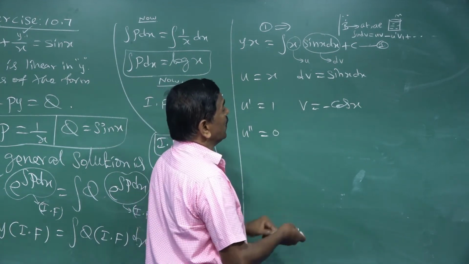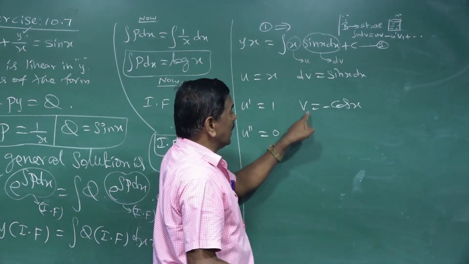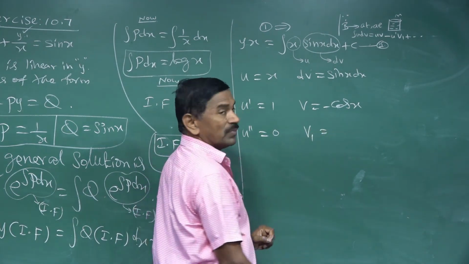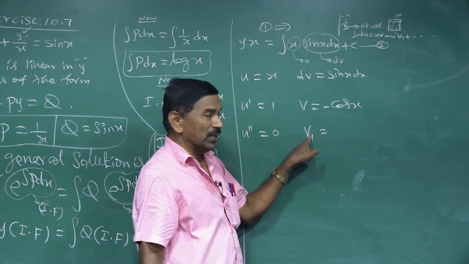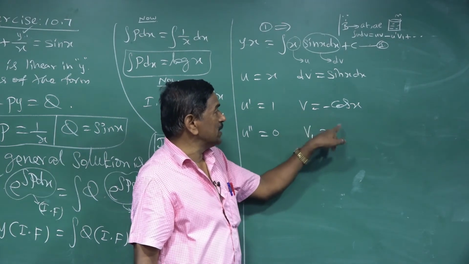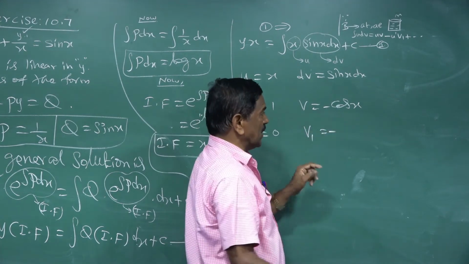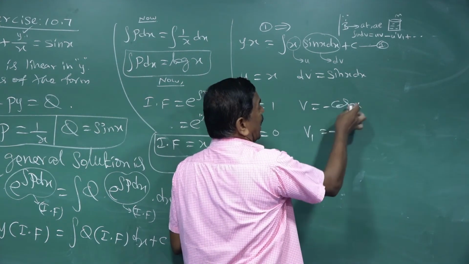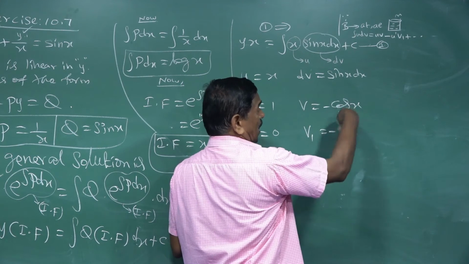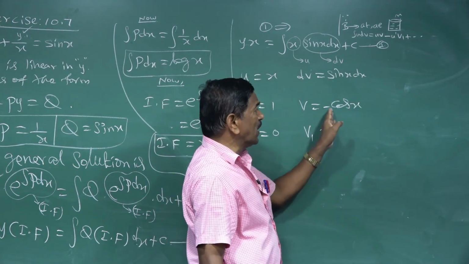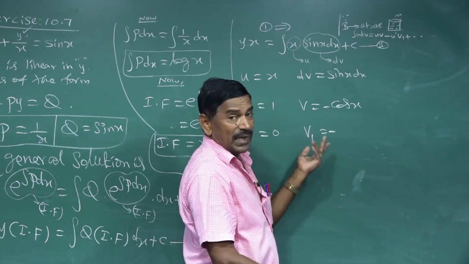Okay, next, here v, that is, integration of v is denoted by v1. V integration v1 is equal to minus, fixed, minus as it is. Okay, minus as it is. Next, integral cos x dx. That is cos x integration. Integral cos x dx equal to sin x.